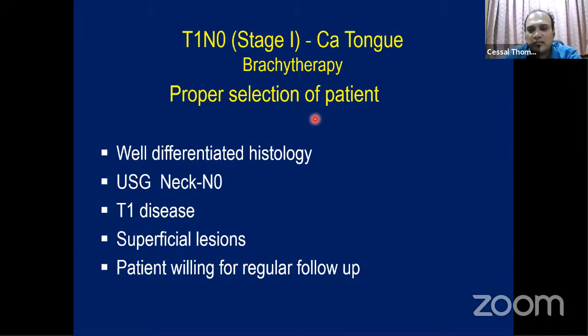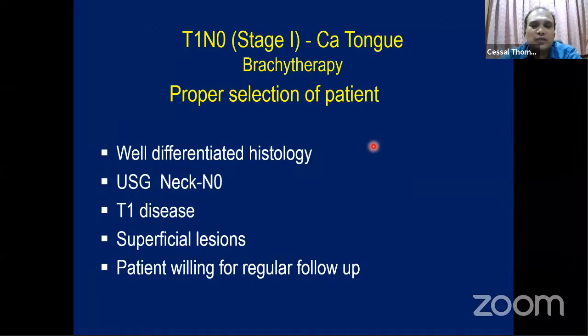We will take a few case scenarios. The T1 N0 anterior tongue. The patient can have brachytherapy. Selection criteria should be very good. Why? Because I said the aim is to have a cure. Number two, most of the tongue tumors relapse in the neck. For a T1 tongue, the chance of lymph node involvement is around 10 to 15%. So proper selection is very important.